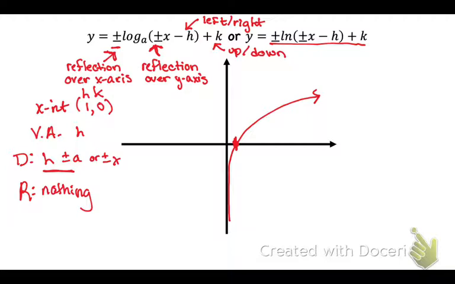Anything else we need to worry about? We have x-intercept, we have vertical asymptote. Those are the only things we talked about, right? Increasing, decreasing, it will change if I've reflected, but that's not a big deal. Questions before we move on?